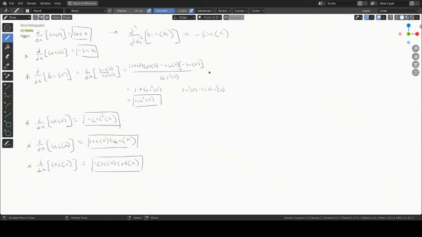And again, I would say that this is good practice. If you wanted to, you could go through all of these and take the second derivatives and see what you get. That would be good practice.